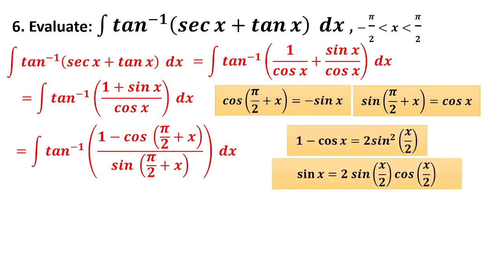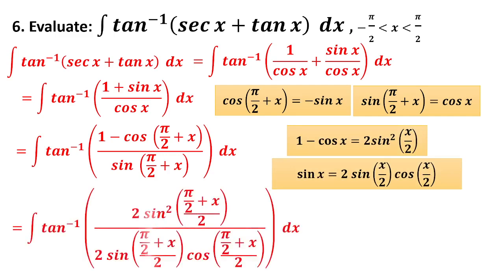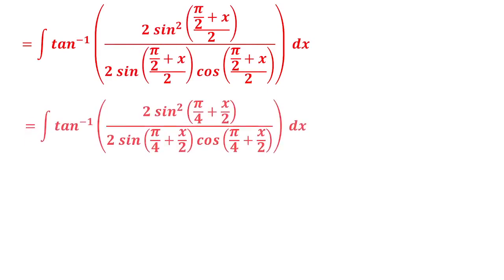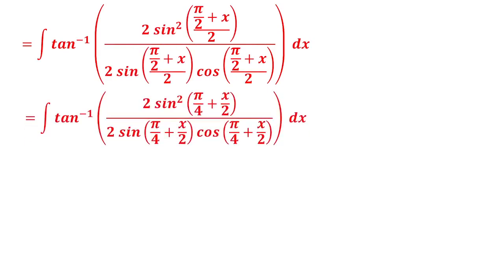We have a formula: 1 minus cos x is 2 sin square x by 2. Sin x formula is 2 sin x by 2 cos x by 2. I am replacing them. I am getting the numerator as 2 sin square of (pi by 4 plus x by 2), and the denominator as 2 sin of (pi by 4 plus x by 2) cos of (pi by 4 plus x by 2).